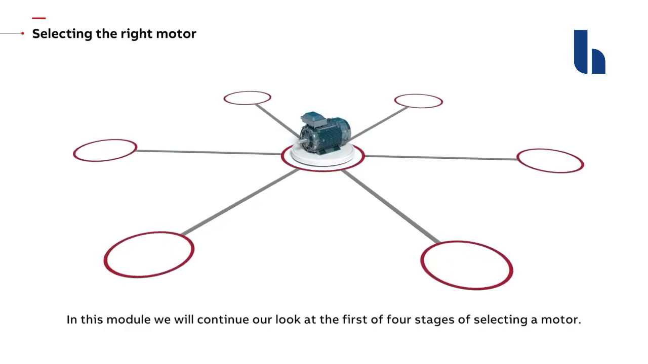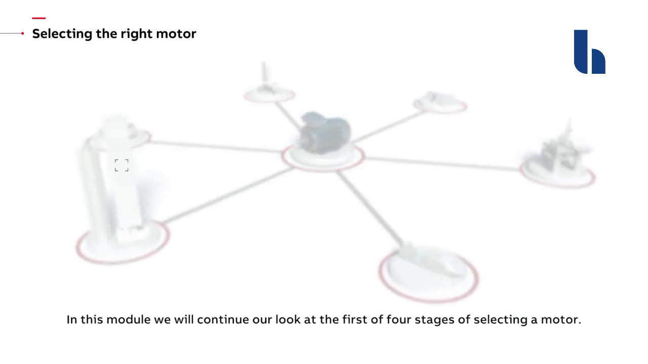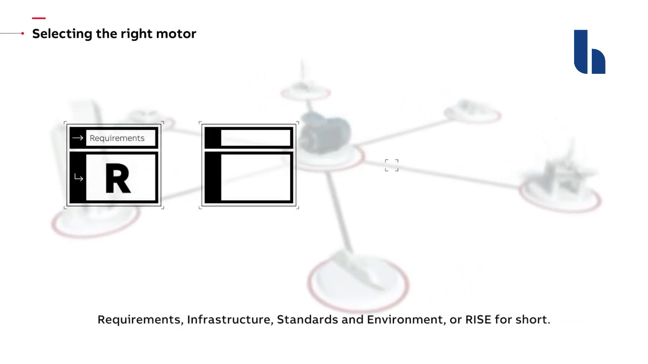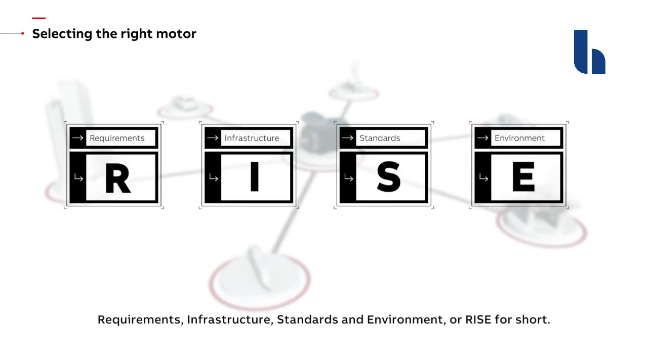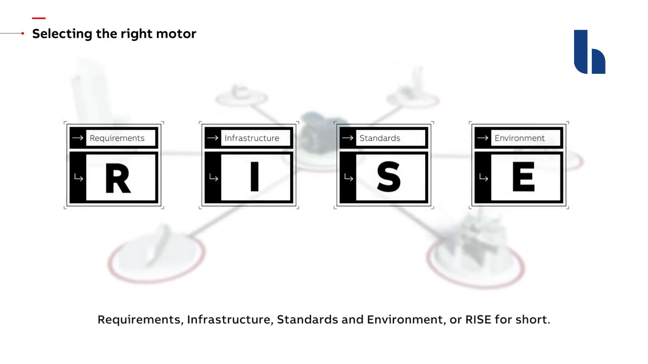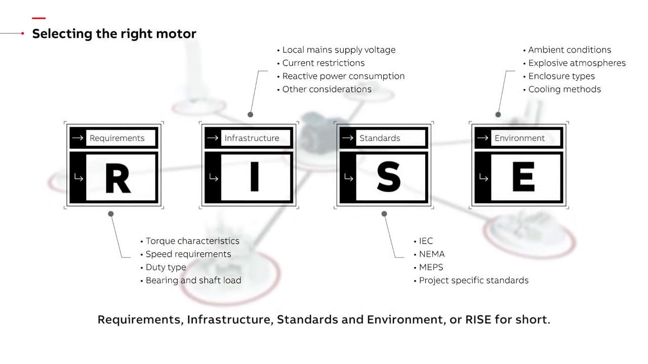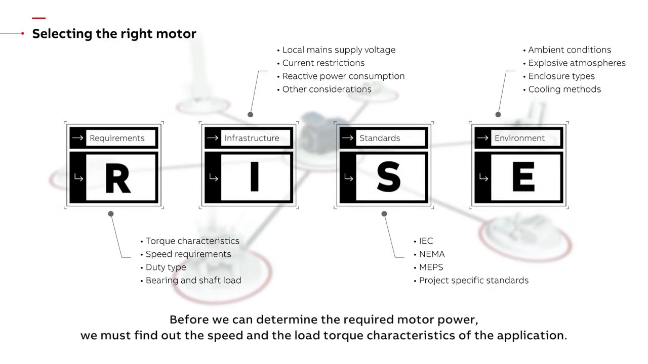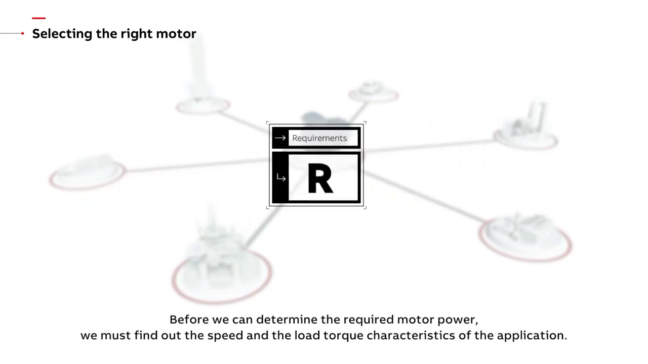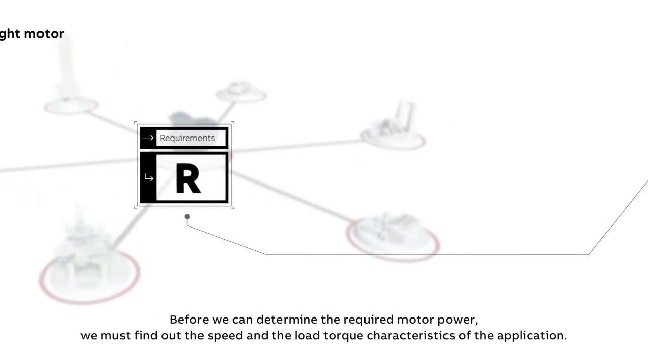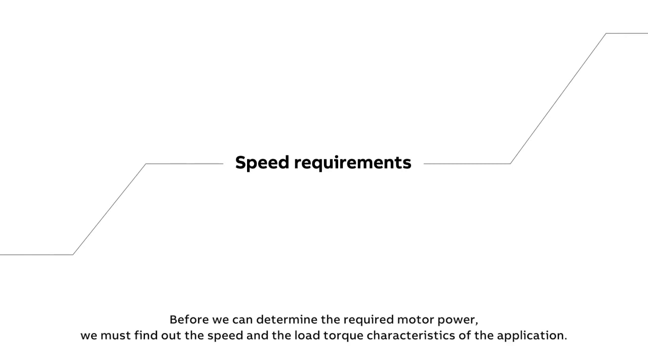At the first of 4 stages of selecting a motor: requirements, infrastructure, standards, and environment, or R.I.S.E for short. Before we can determine the required motor power, we must find out the speed and the load torque characteristics of the application.